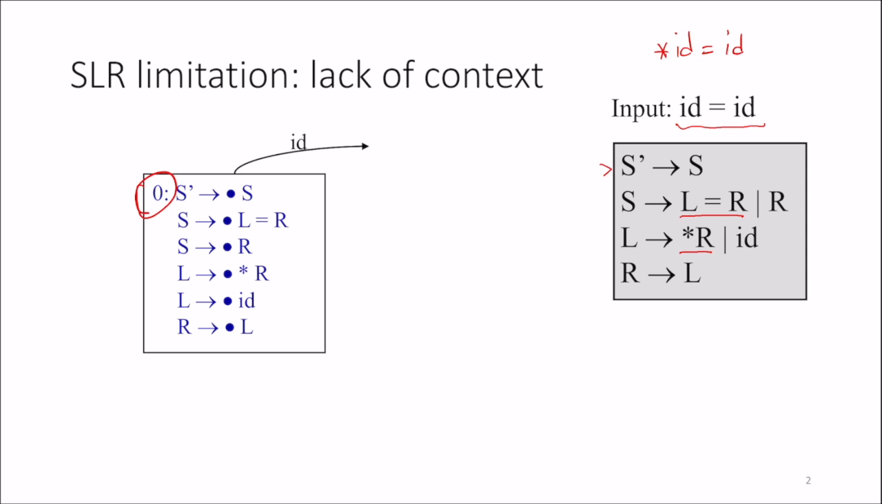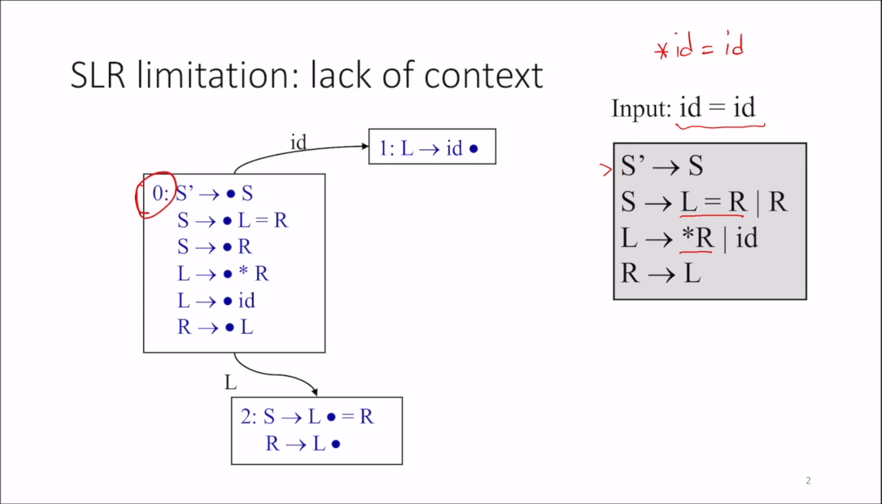Do the successor on ID, I end up with L goes to ID dot, and that state is fine because you can just reduce using the L goes to ID rule when you reach that state. Once you've reduced the L goes to ID, you go back to 0 and you take the transition on L and you move the dot across the L, and it happens to be two such cases, right? This L and this L. Now, if this was LR0, you would end up with a shift-reduce conflict because you have to reduce using this rule in the state, and you also need to shift on the equal to.